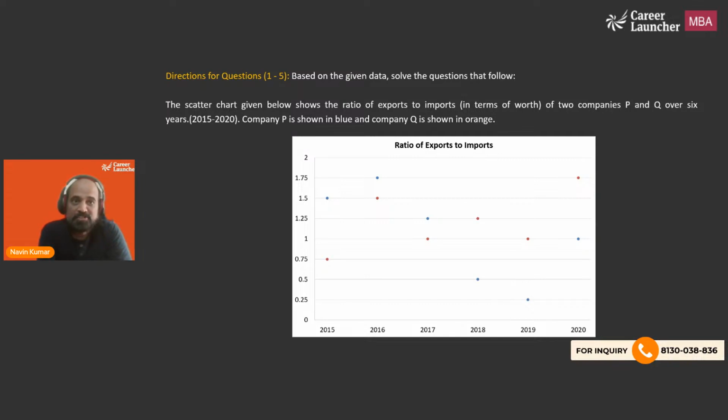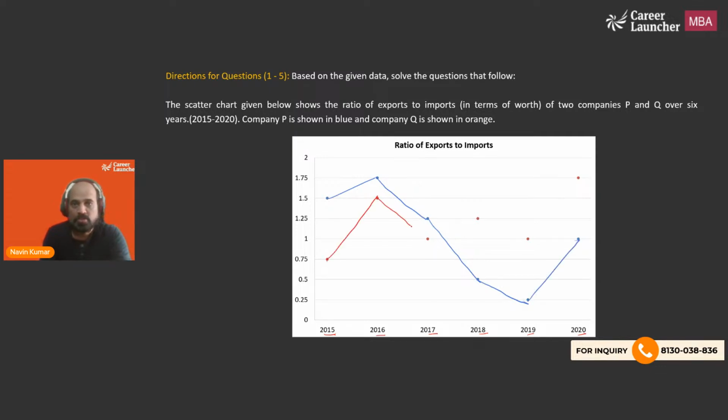The scatter chart given below shows the ratio of exports to imports in terms of worth of two companies, P and Q, over 6 years, 2015 to 2020. So that's something you can see at the bottom in the x-axis. Company P is shown in blue and company Q is shown in orange. So the blue, these. So if I join them, it looks like a line diagram.